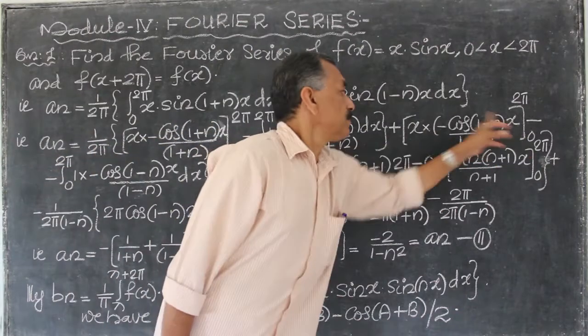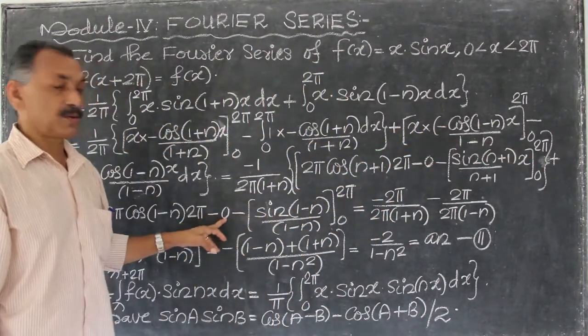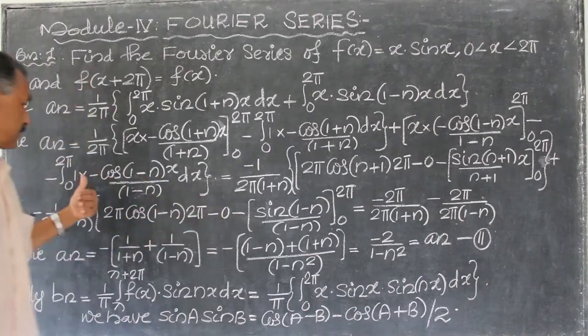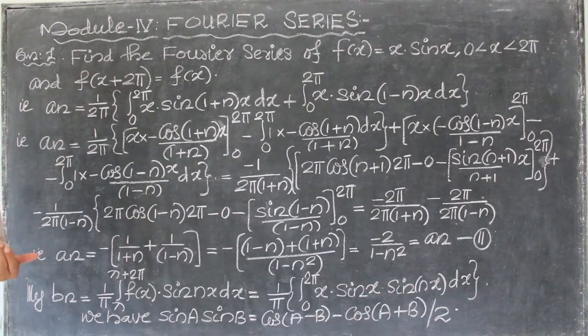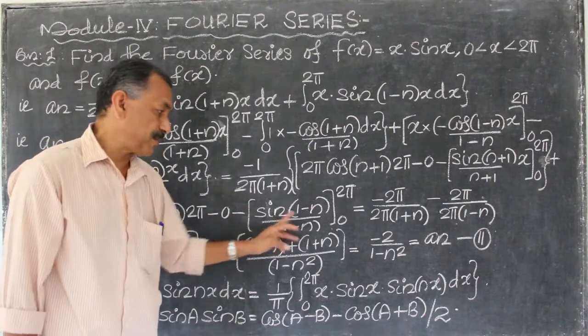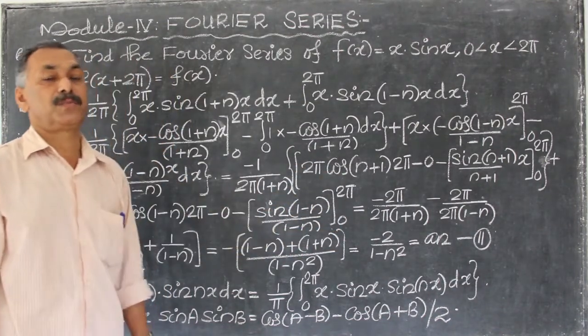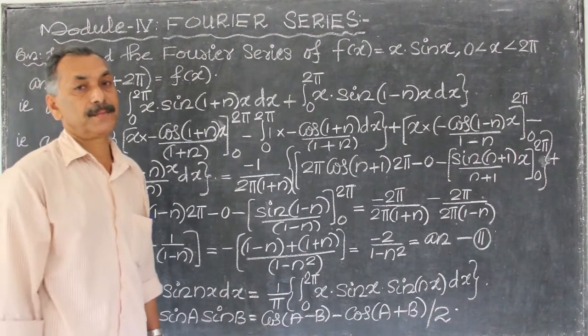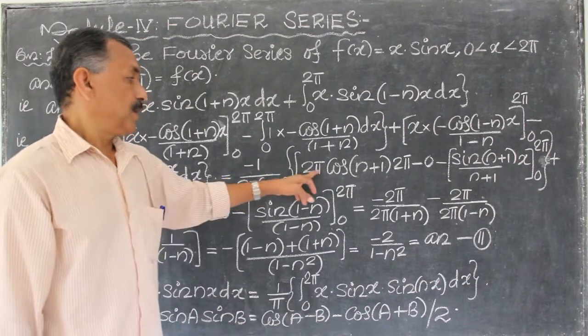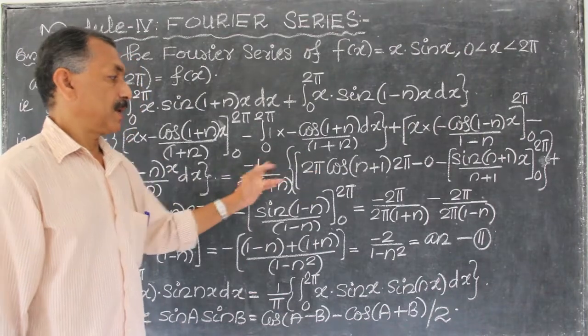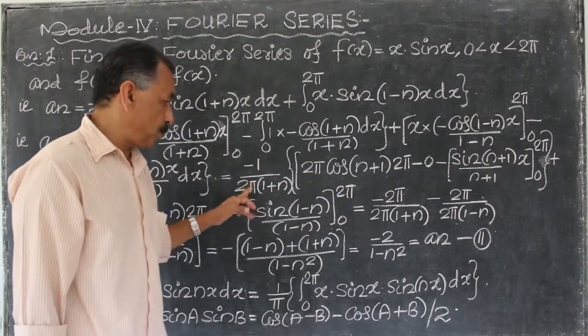Applying lower limit, x becomes 0, that is the second term equal to 0. Minus integral of cos(1 minus n)x. Again the integral of cos(1 minus n)x is equal to sin((1 minus n)x) divided by (1 minus n), between the limits 0 to 2π. Second, that is equal to minus 2π going outside, minus 2π divided by 2π into (1 plus n).